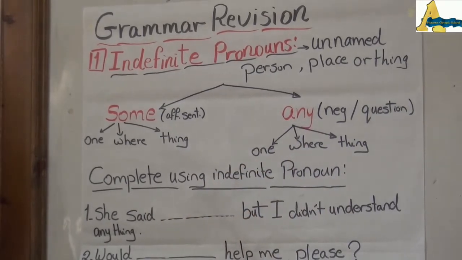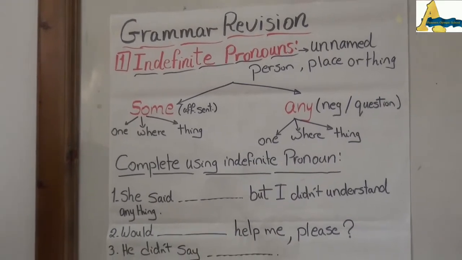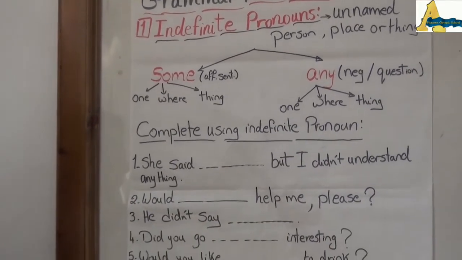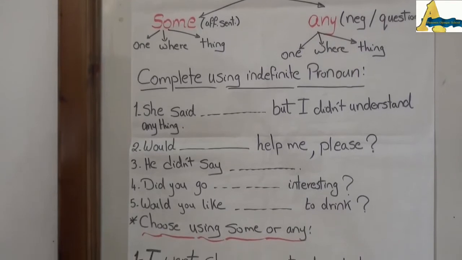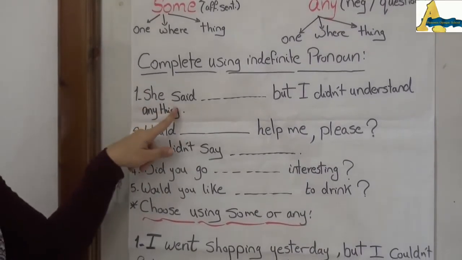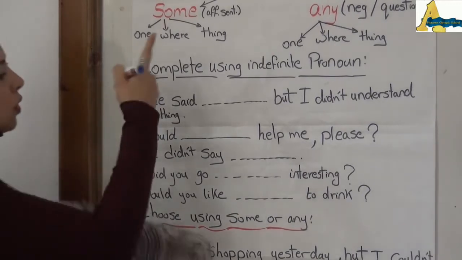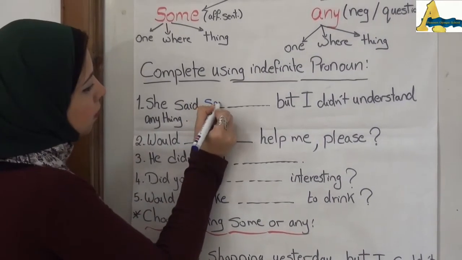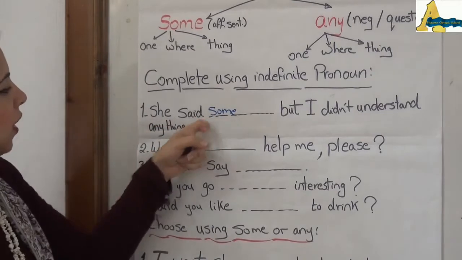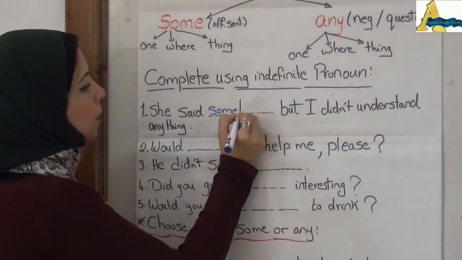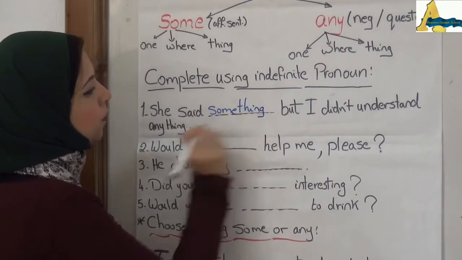Let's start. Complete using indefinite pronouns. Number 1, she said dots, but I didn't understand anything. So here we have a positive sentence. What are we going to use? Yes, we are going to use some. What are we going to say? She said something. That's right.